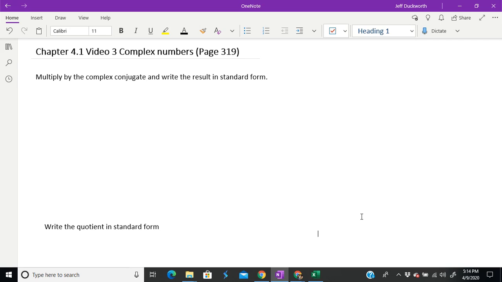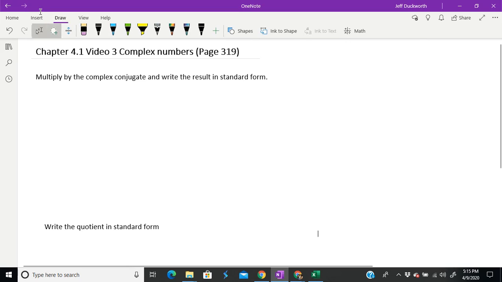So on page 319, you've got a group of problems that say multiply by the complex conjugate and write the result in standard form, or something along those lines. Those are problems 39 to 46. So let's just do 39. So 39 in your book is 9 plus 2i.